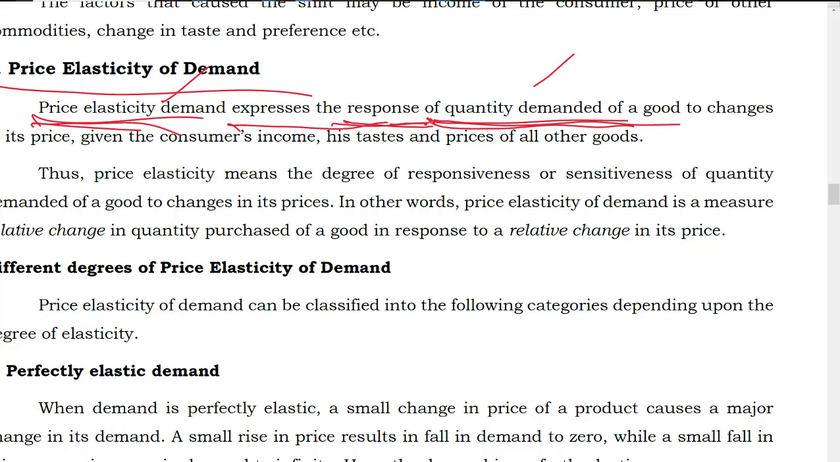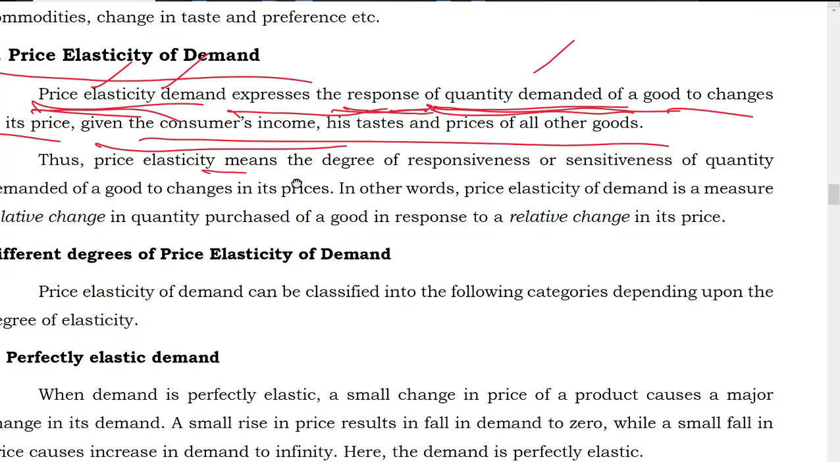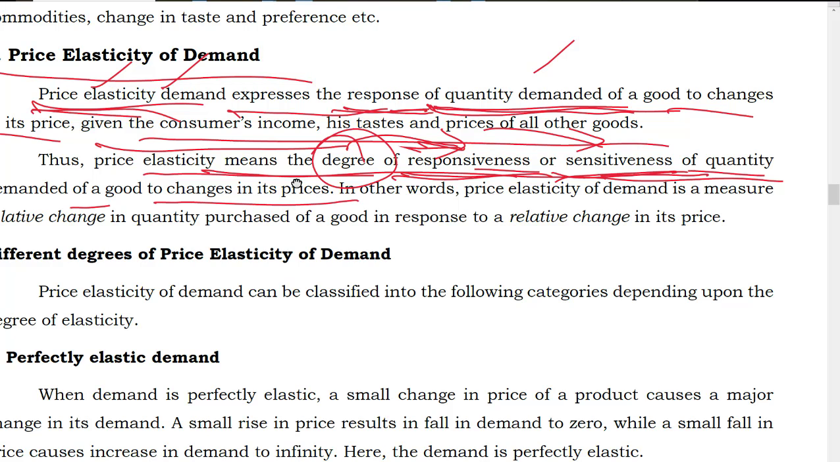Price elasticity of demand expresses the way in which quantity demanded changes when the price of a good changes. Given all other factors remain constant, we can explain that as ceteris paribus, what happens to the quantity demanded of a commodity when its price changes. So that is the topic under elasticity of demand. Thus price elasticity means the degree of responsiveness, or sensitiveness, the degree at which quantity demanded responds to the price. Price elasticity means the degree of response of quantity demanded of a good to changes in its price.